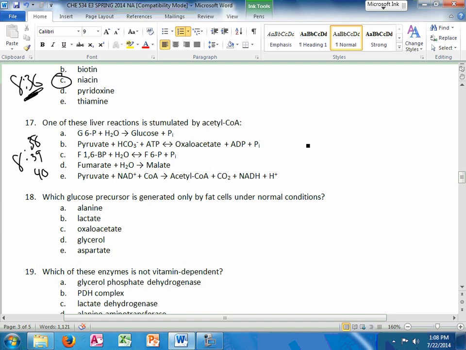One of these liver reactions is stimulated by acetyl-CoA. It's going to be B. Pyruvate carboxylase is the enzyme that does that, which is stimulated by acetyl-CoA. So I wrote these out for a couple different questions. Slides 38, 39, and 40 are all different ways of showing the gluconeogenesis regulation. So if you're memorizing only 3 slides, those are the 3 to do. Slide 36 is also the other really important one to know.